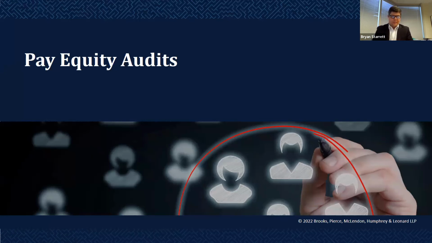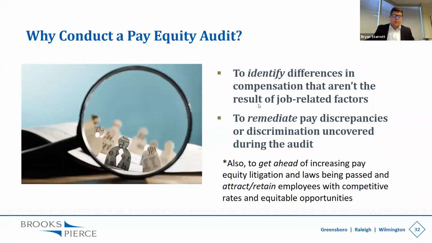But now we're going to talk about pay equity audits as they relate to everybody else. Because just because you're not a federal contractor doesn't mean you ought not consider a pay equity audit. So let's talk about what they are and why you might want to do them. So the goal really is to, and I think about this often in terms of a bottom-up versus a top-down vantage point, which I'll come back to in just a second. But the purposes of doing a pay equity audit would be to identify differences in compensation that aren't the result of job-related factors and to remediate those discrepancies. And of course, relatedly, to get ahead of increasing pay equity litigation and laws that are designed to address pay equity issues. So what do I mean by that?